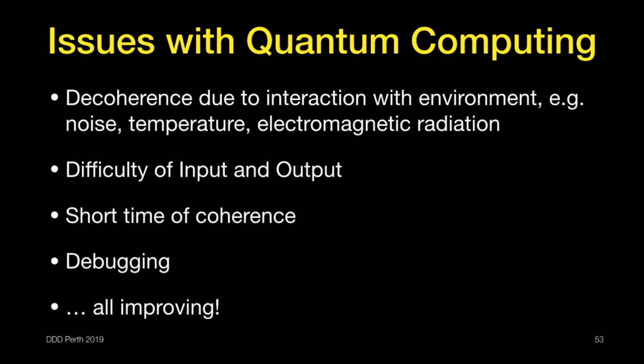Also, I mentioned we have a short time of decoherence, so they only last in their quantum state for a short time. And how would you debug one of these systems when you can't interact with it? You can't do printfs or save to a log file. How do you debug this sort of stuff? But the truth is here that all of this is improving. We get better at doing this. We're finding out ways how to program quantum programs.